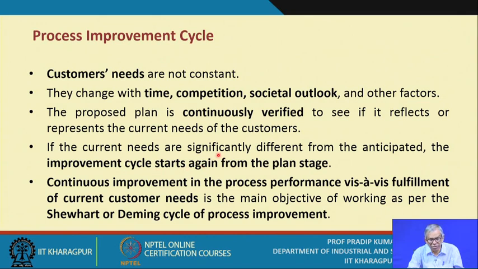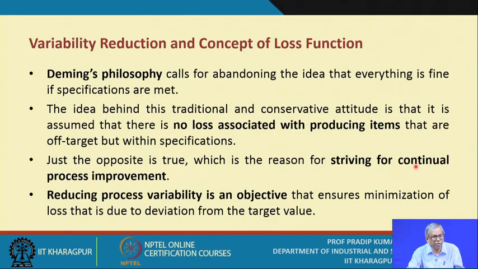And if the current needs are significantly different from the anticipated, the improvement cycle starts again from the plan stage. Okay. So the point to be noted is that continuous improvement in the process performance vis-a-vis fulfillment of the current customer needs is the main objective of working as per the Shewhart or Deming cycle of process improvement.